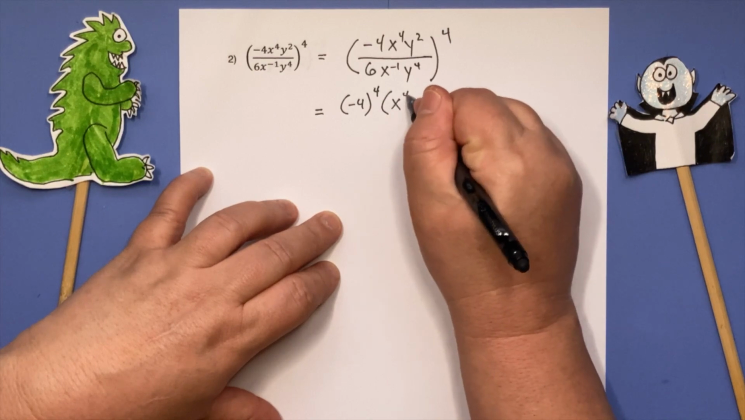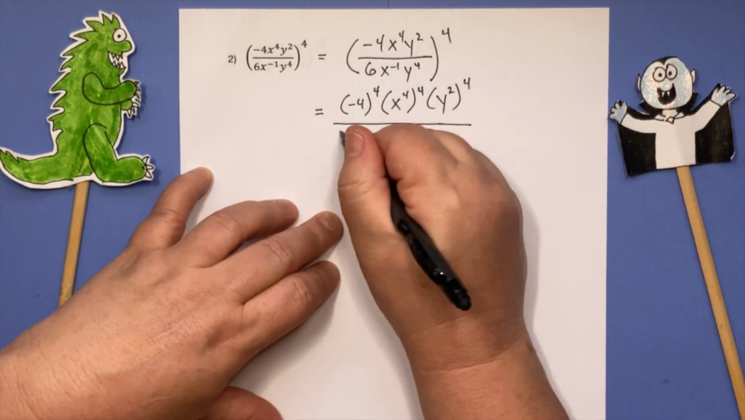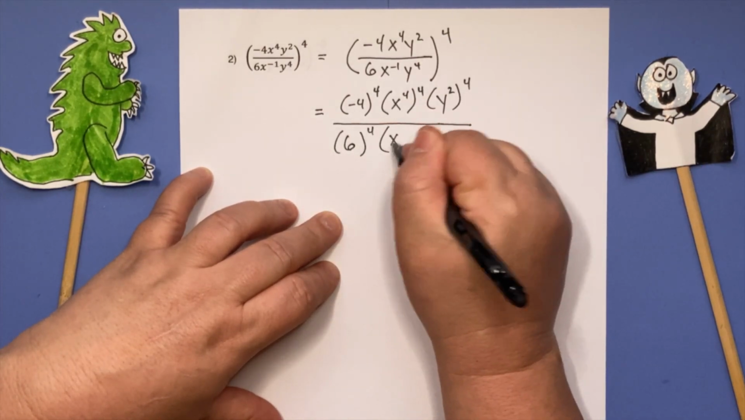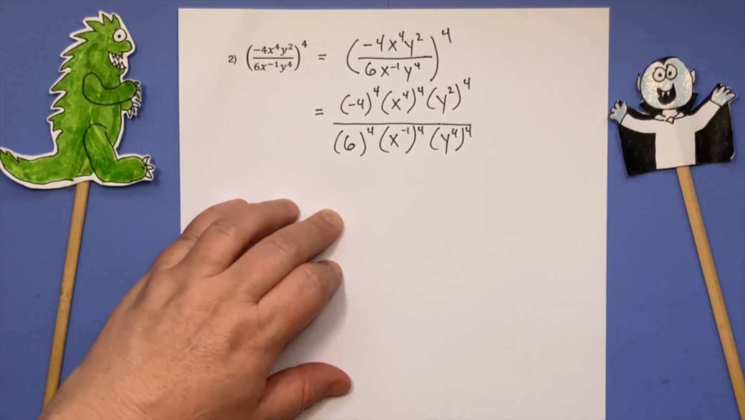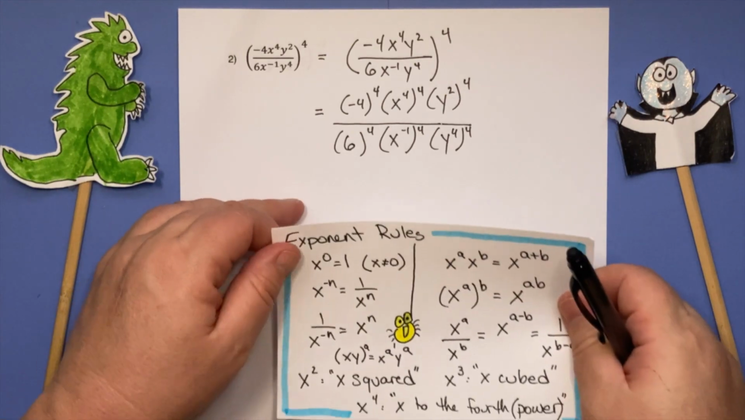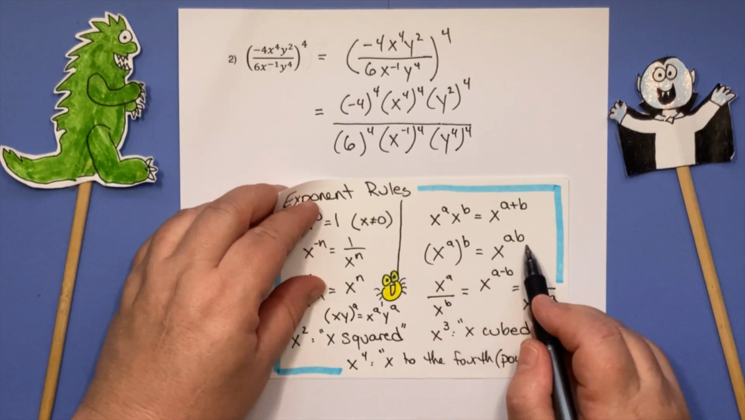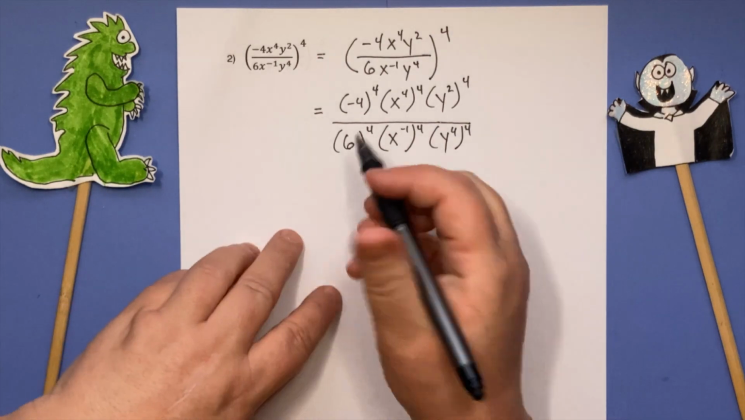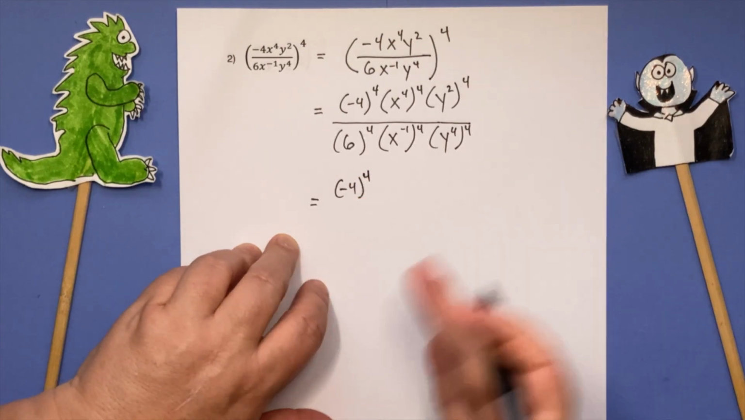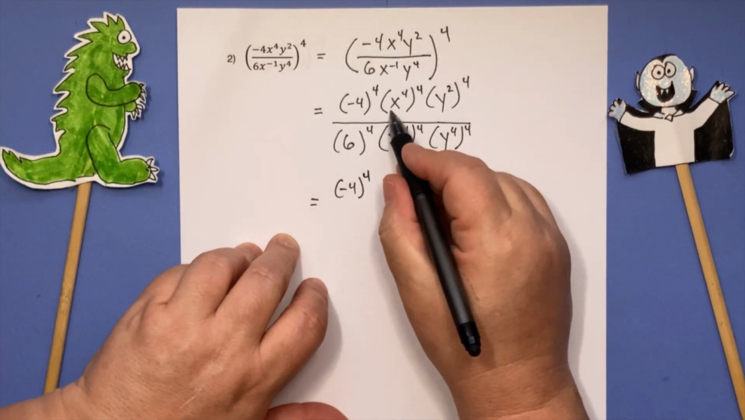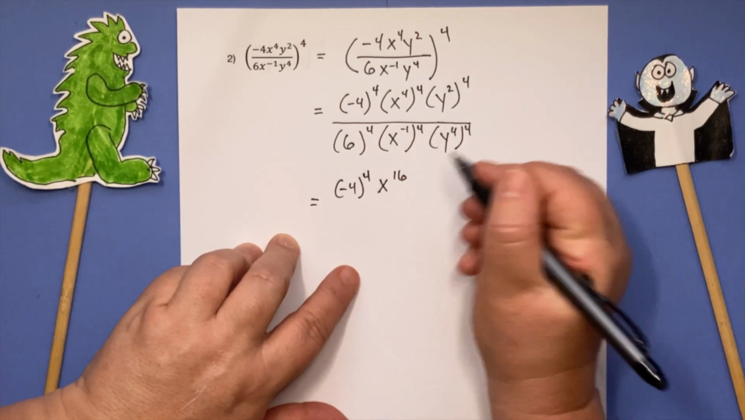Okay, x to the fourth and y squared to the fourth all over 6 to the fourth, x to the negative 1 to the fourth, and y to the fourth to the fourth. And so now you have to remember, what do you do when you've got a base and then an exponent with another exponent outside? You multiply. Okay, so I've got this one, negative 4 to the fourth. I'm just going to have to calculate that, and I'm going to put it off for right now. The second term, x to the fourth, I'm going to multiply. I get x to the 16th.